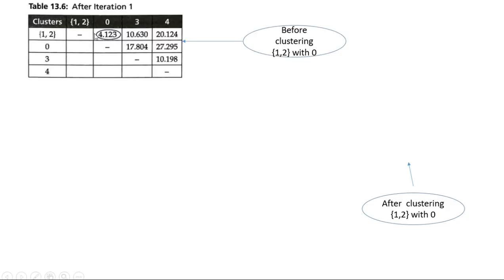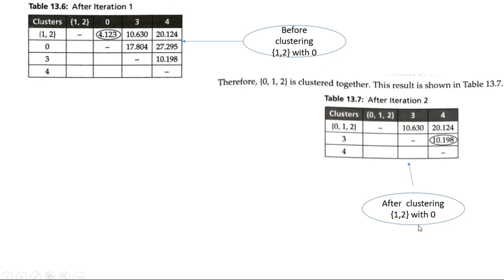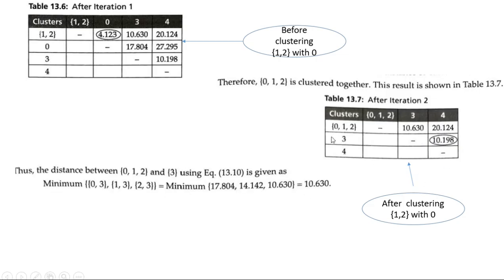Okay, so let's see this. This is before clustering, right? This is my previous table which I just got. I just copied the same table, after clustering 1 comma 2. So this is before clustering 1 comma 2 with 0. After clustering 1 comma 2 with 0, this is what you get. How do you get this table? The same concept, right? Compare this table 13.6 with 13.7. What I am doing is clustering 1 comma 2 with 0. So write here 0, 1, 2. Write 3, 4 as it is.